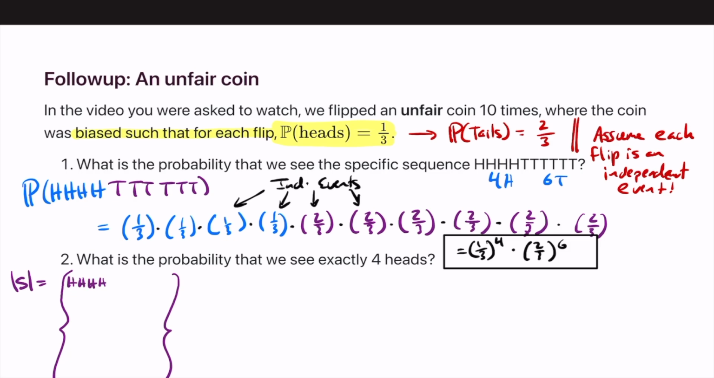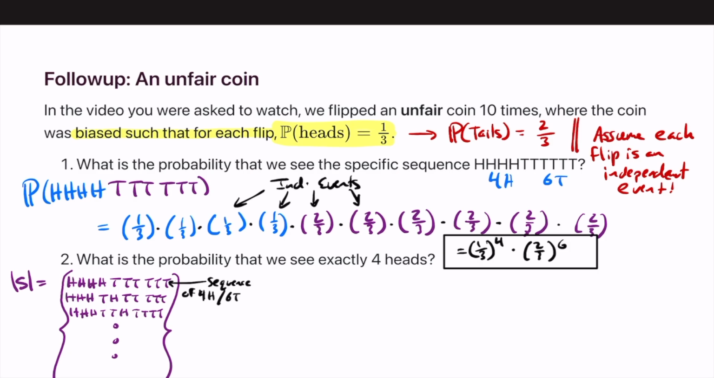Heads, heads, heads, heads, and then tails, tails, tails, tails, tails, tails. And then we're also going to have heads, heads, heads, tails, heads, tails, tails, tails, tails, tails. Then heads, heads, tails, tails, heads, tails, tails, tails, tails. Okay, so on and so forth until we get to something like tails, tails, tails, tails, tails, tails, heads. This just describes the entire range of sequences that we could have, because each of these is a sequence of 4 heads and 6 tails.